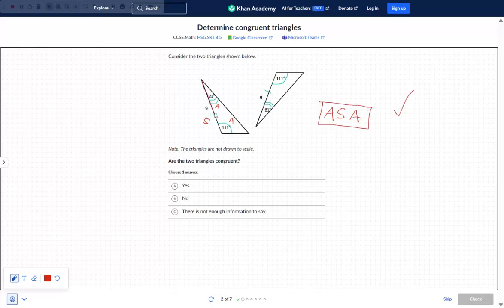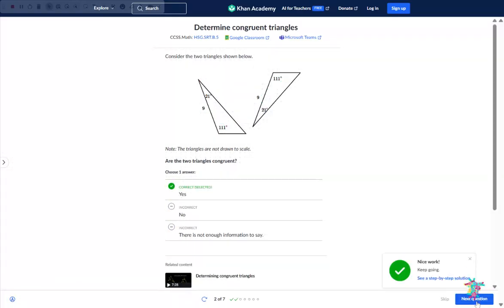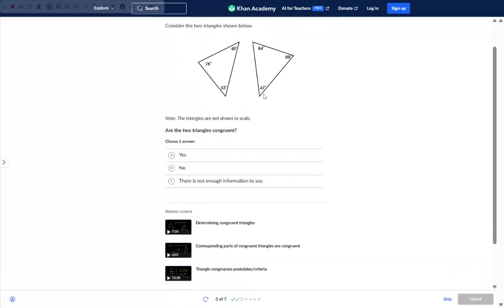Remember that the side length is called our included side. Included means it's in between or in the middle of. So all that means is that the side length of 9 is in between the two angles that are congruent. So this is an example of yes, they are congruent because it matches our triangle congruence postulate. So we'd say yes.